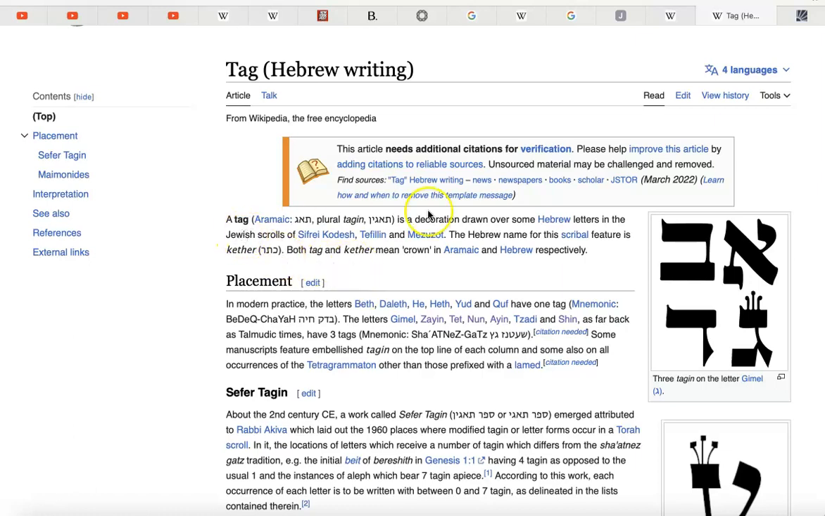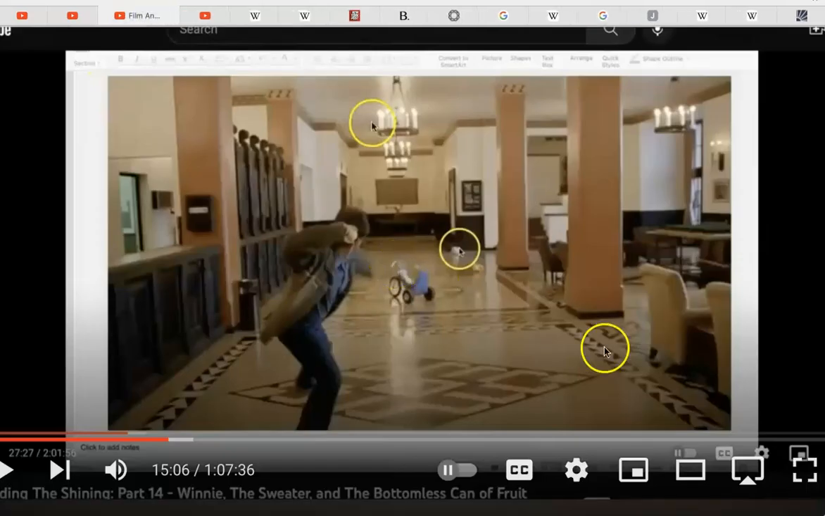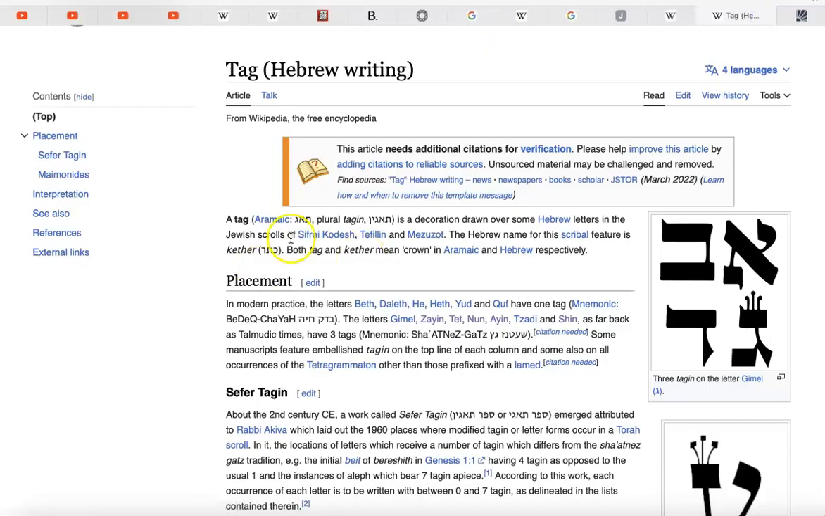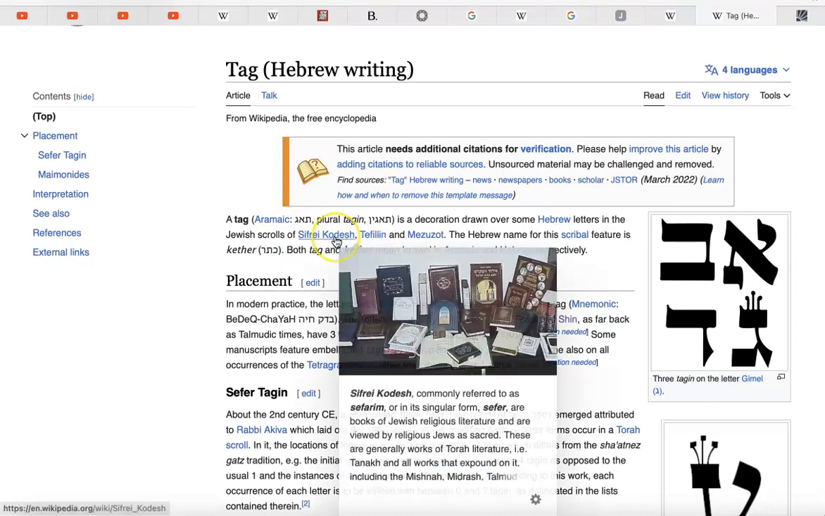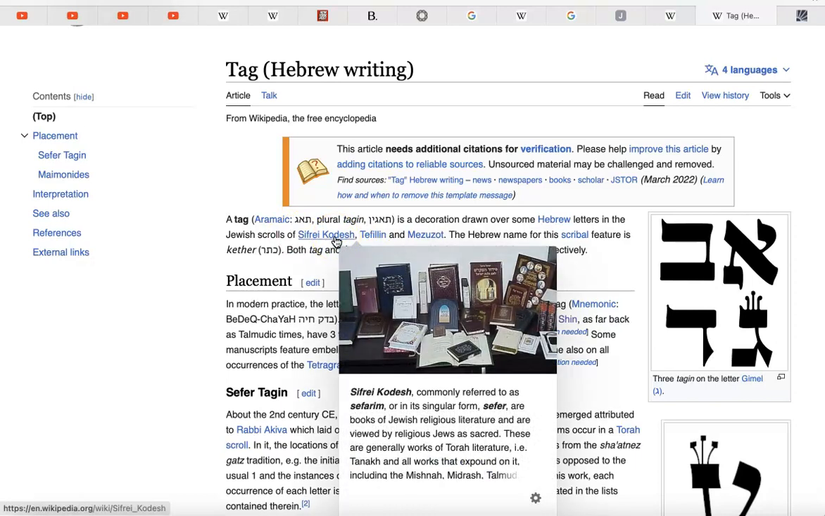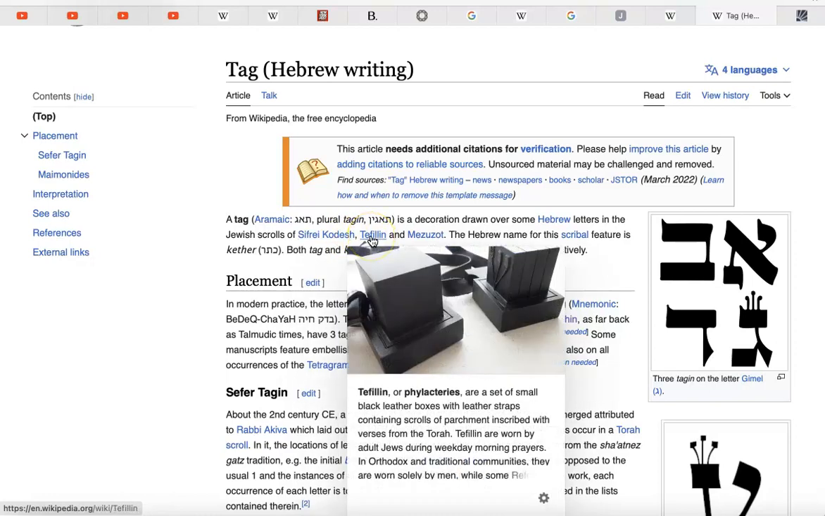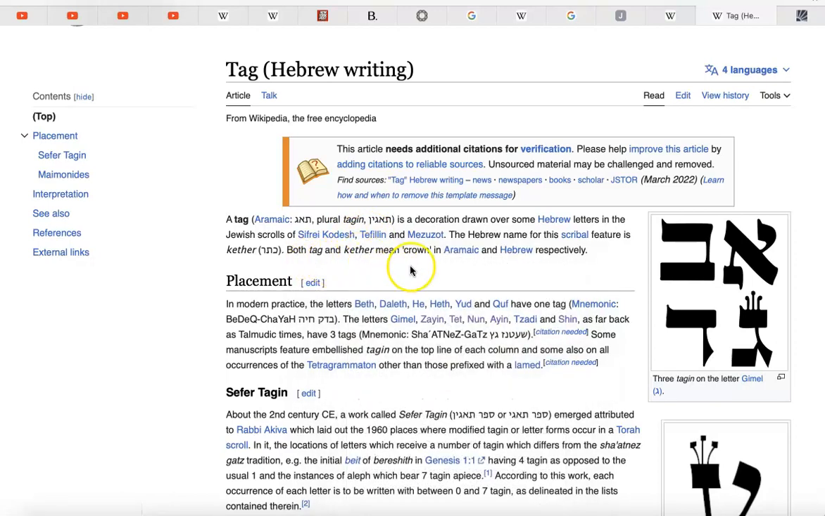A tag, and this is where we left off in this video when I was near the end. A tag is a decoration drawn over some Hebrew letters in the Jewish scrolls of Sifrei Kodesh, Tefillin, and Mezuzot. I apologize if I pronounced those incorrectly. Please forgive me. The Hebrew name for this scribal feature is keter, K-E-T-H-E-R. Both tag and keter mean crown in Aramaic and Hebrew, respectively.